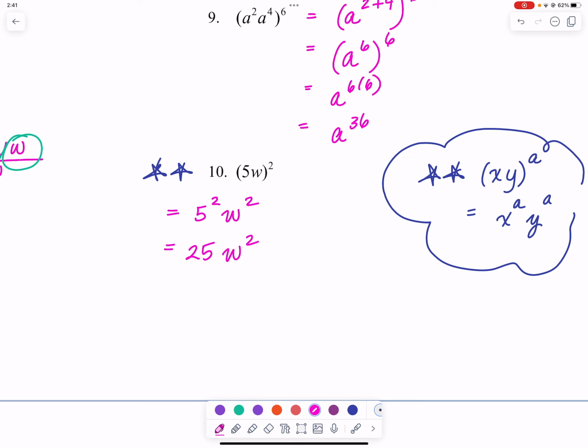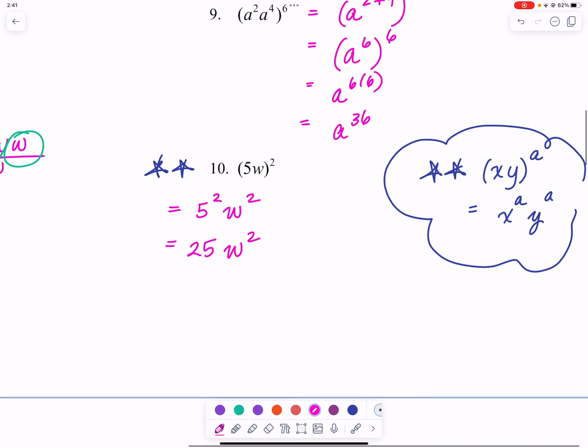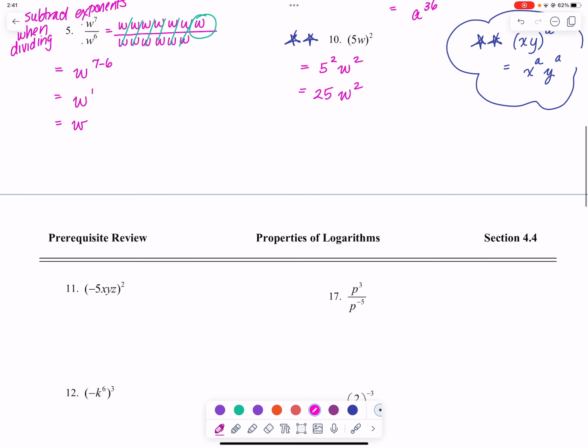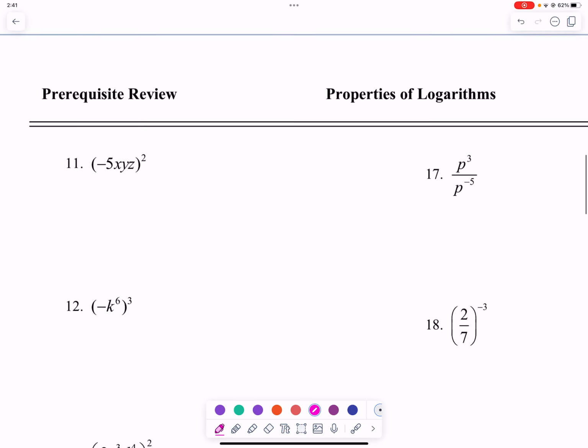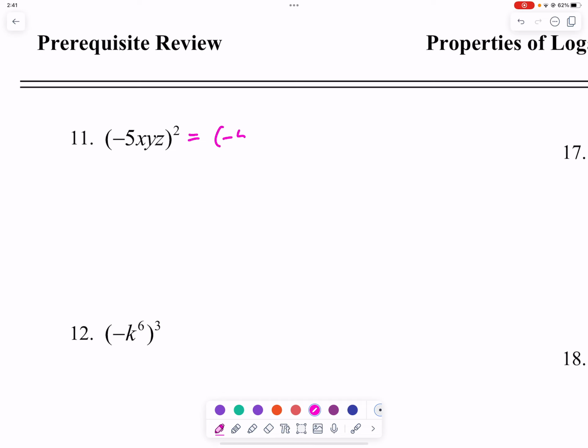Okay, looking at number 11, each one of these factors gets that power of 2.